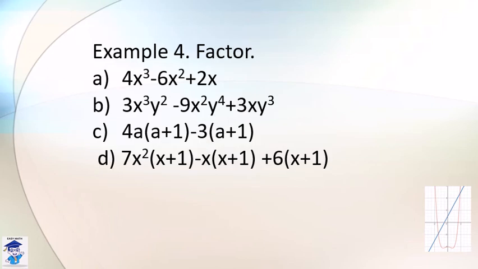Example 4. There are 4 questions. 4x cubic and 6x squared plus 2x. Number B, 3x squared times y squared and then 9x squared times y to the power of 4 plus 3x times y cubic. Number C, 4a times a plus 1 minus 3 times a plus 1. Number D, 7x squared times x plus 1 minus x times x plus 1 plus 6 times x plus 1.